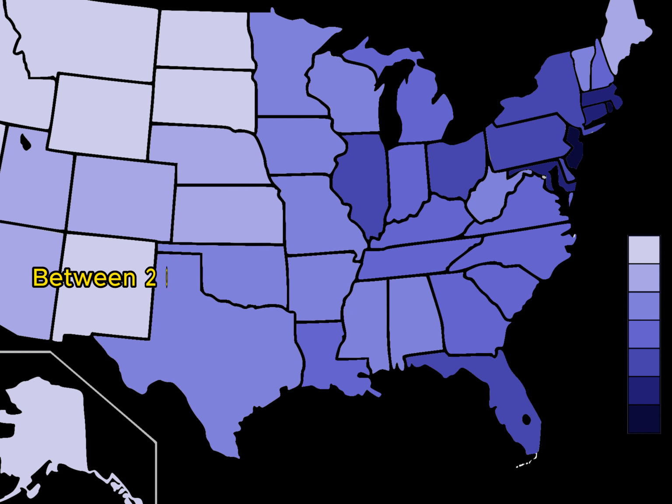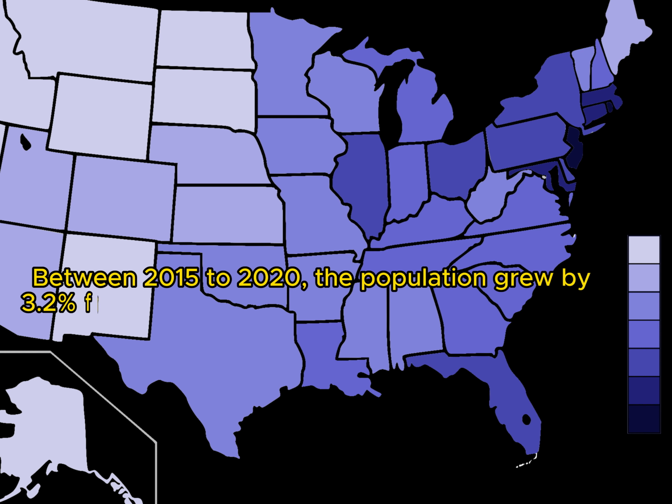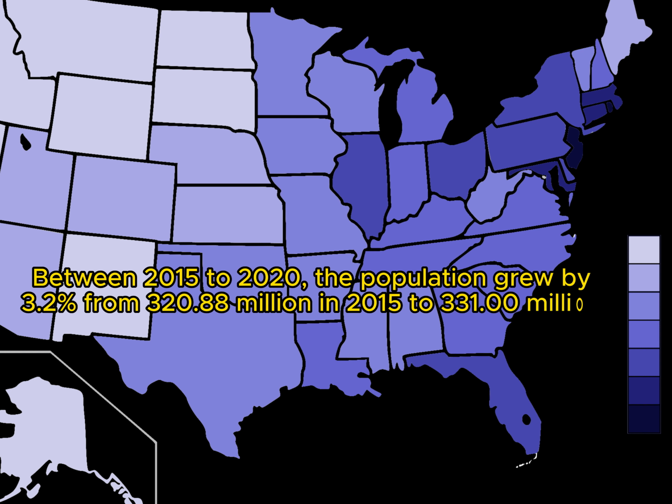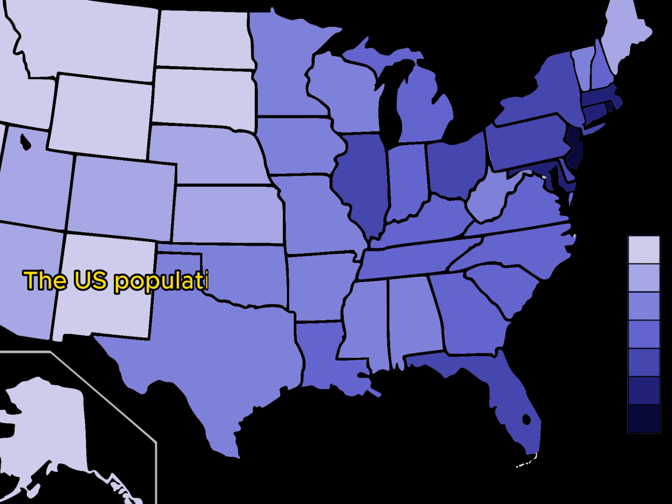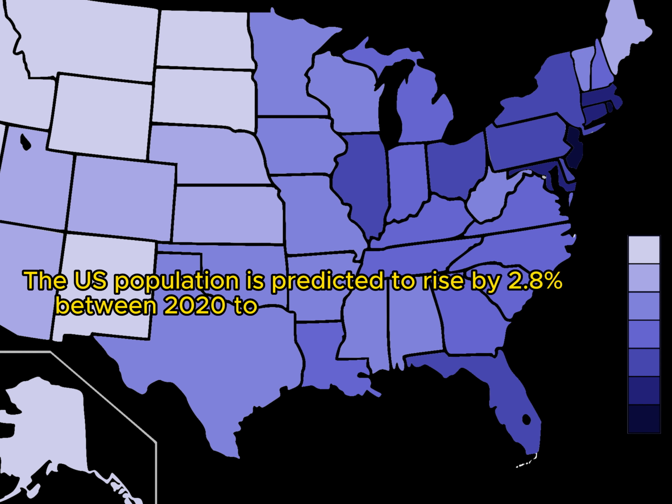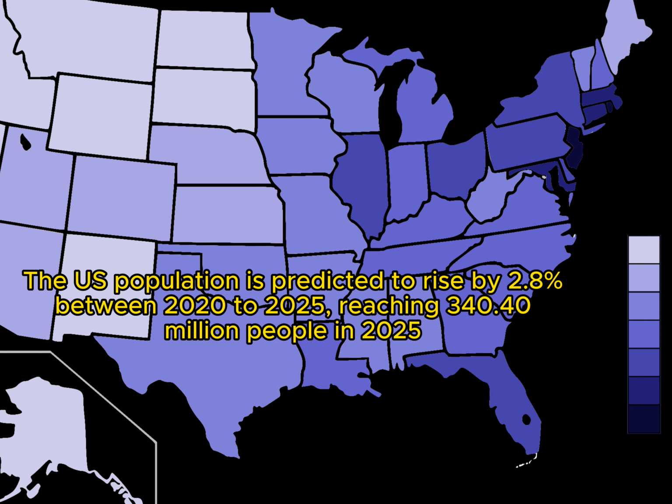Between 2015 to 2020, the population grew by 3% from 320.88 million in 2015 to 331.00 million in 2020. The U.S. population is predicted to rise by 0.8% between 2020 to 2025, reaching 340.40 million people in 2025.